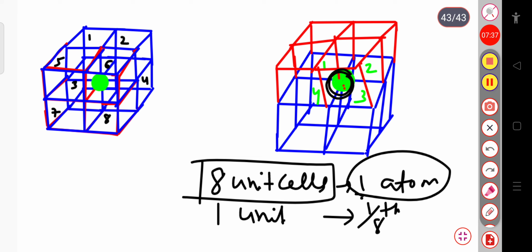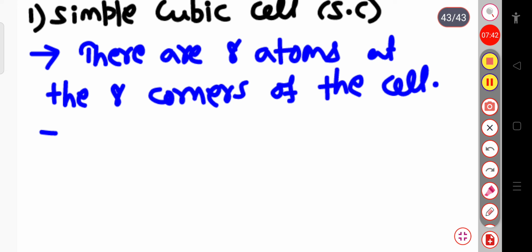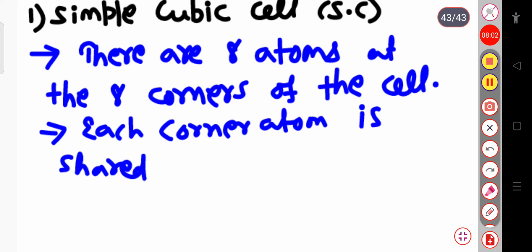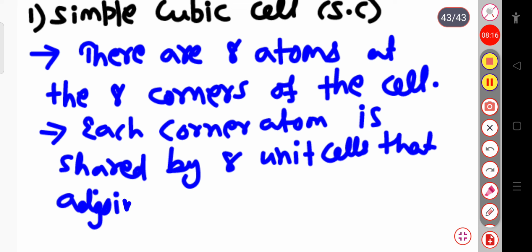Is that clear? Now we will write it here. In the case of a simple cubic cell, there are 8 atoms at the 8 corners of the cell. So each corner atom is shared by 8 unit cells that adjoin at each corner.